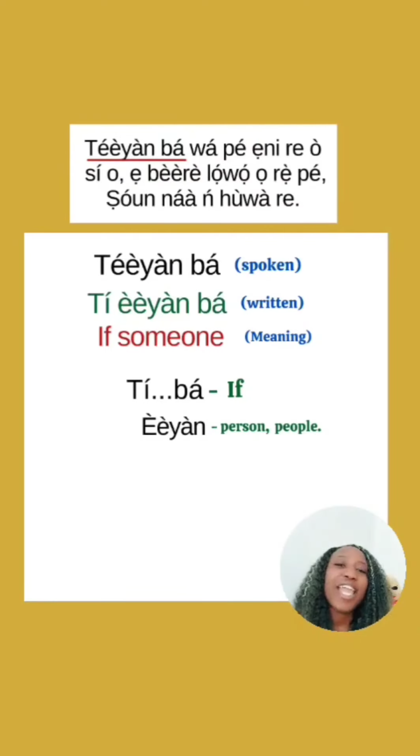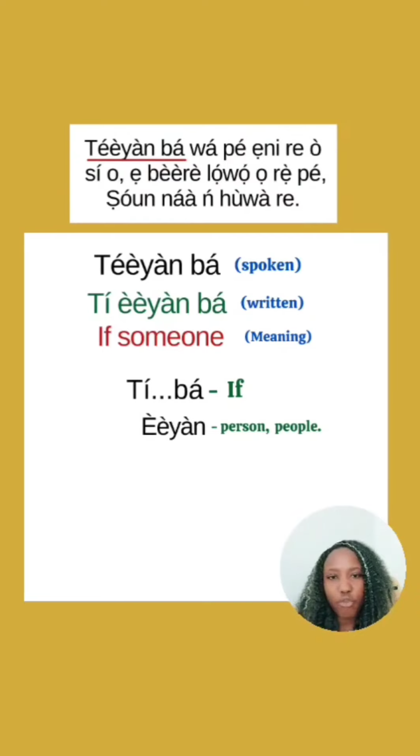Téèyàn bá is used when you're speaking. Téèyàn bá. Try to say that. Téèyàn bá. Té, mi, èèyàn, do. Bá. Téèyàn bá. If someone. That's what it means. But if you want to write it down, it has to be tí èèyàn bá, which is the one in green. Tí èèyàn bá. If someone.